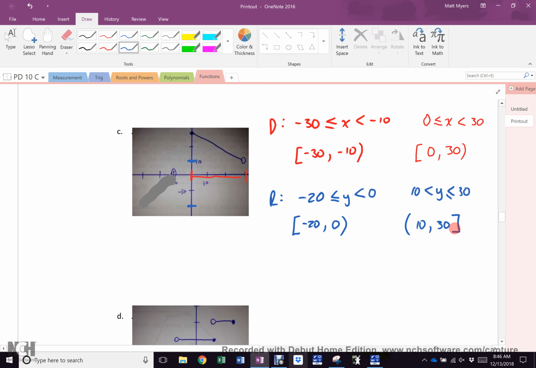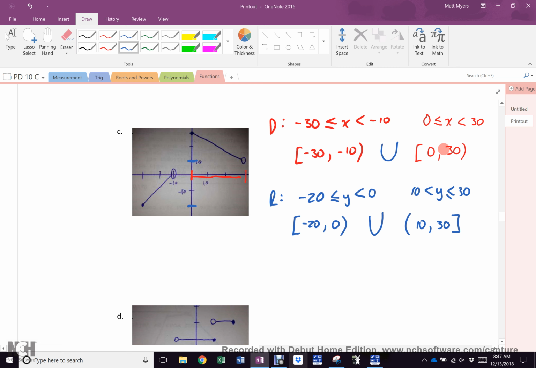Now, because I have more than one set, I must use this symbol, a U, because it is this set union with this set. Everybody good? There's a whole bunch of different rules about what you do with that U, but in grade 10, this is all we're going to talk about. It's a big U. It's this set union with this set, because there's two of them.